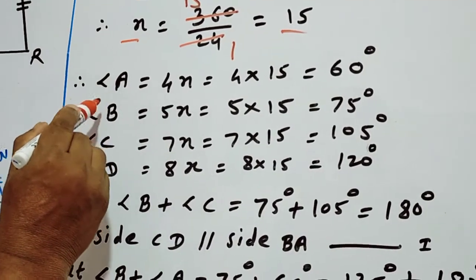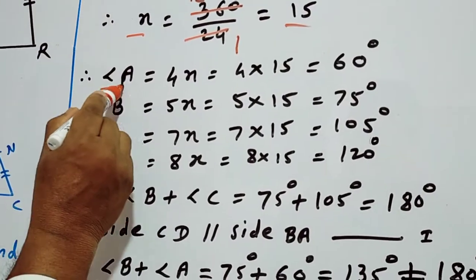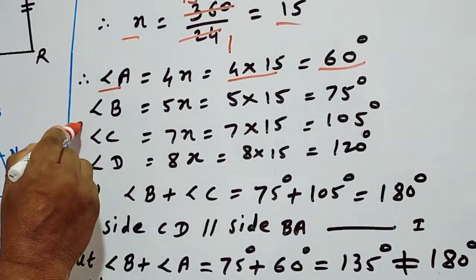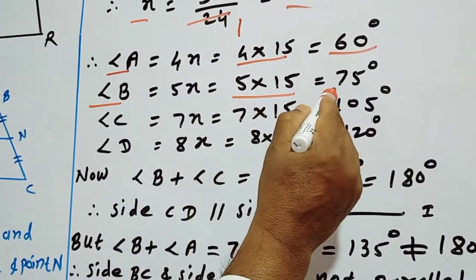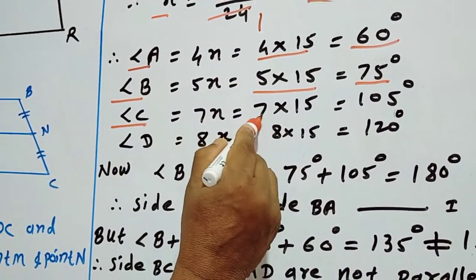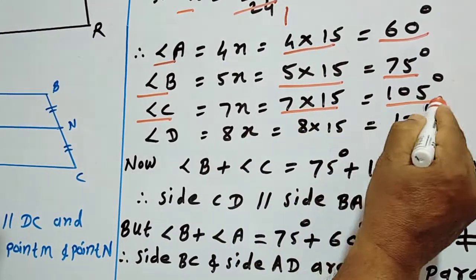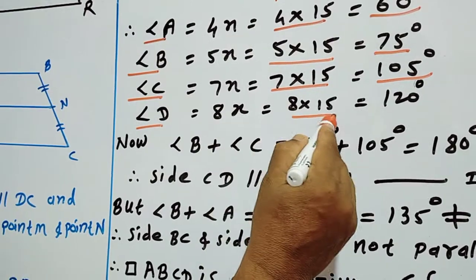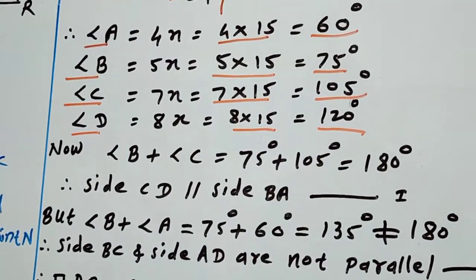Now find the measures of all angles. Angle A = 4x. 4x means 4 into 15, 60 degrees. Angle B = 5x, 5 into 15, 75 degrees. Angle C = 7x. 7x means 7 into 15, 105 degrees. Angle D = 8x, which is 8 into 15, 120 degrees.